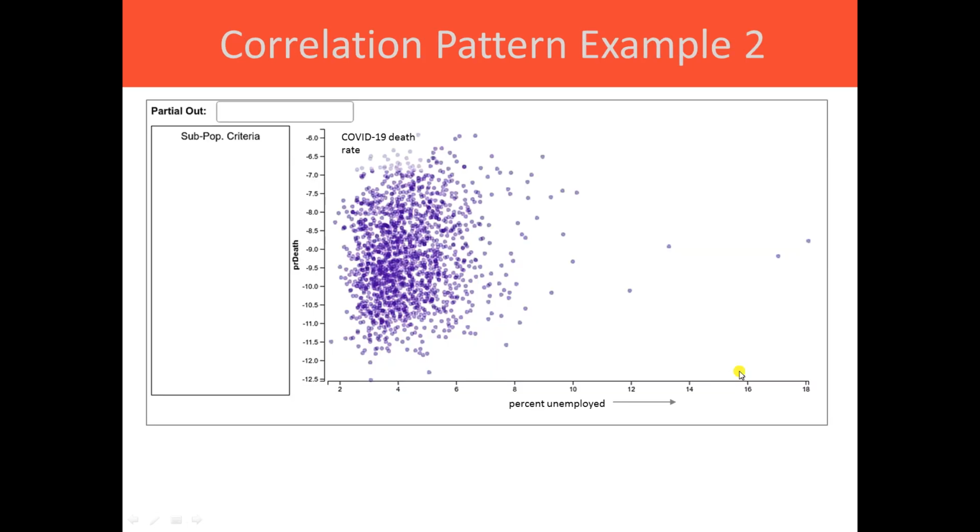So another one we found, a correlated pattern. There's more of them. I'll just show you only 2 here. It is percent unemployment versus COVID-19 death rate.